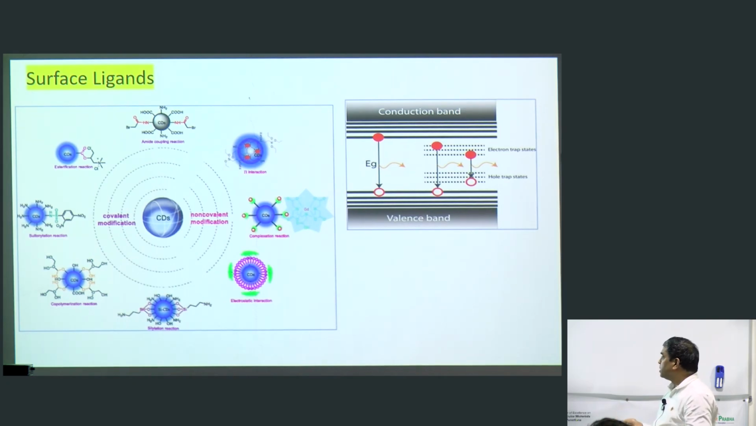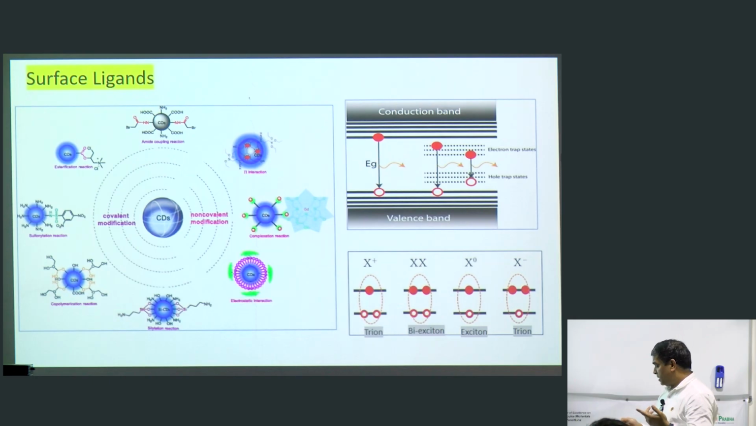Okay, not only this, as you see, in a simple excitation we have the exciton formation, as you can see here, but in a similar way, we have the bi-exciton formation. And whenever you have this bi-exciton formation, because of this surface chemistry or some other chemistry, what happens is that either the electron could be lost or the hole could be lost.